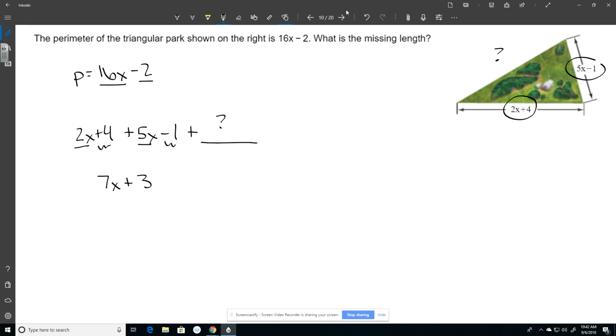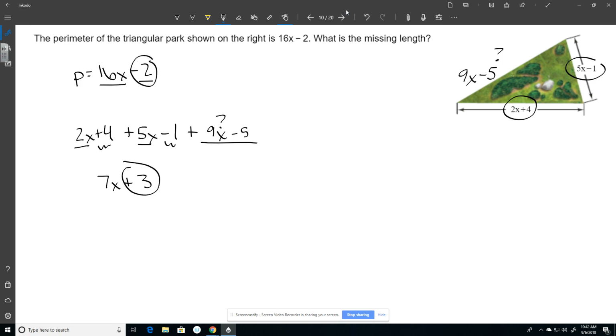So right now I'm at 7x, but I want to get to 16x, which means in this part, I need 9 more x's because 7x plus 9x is 16x. And I need to get from a positive 3, and I want to end up at negative 2. So to go from 3 to negative 2, I need to minus 5. So this side right here should be 9x minus 5.